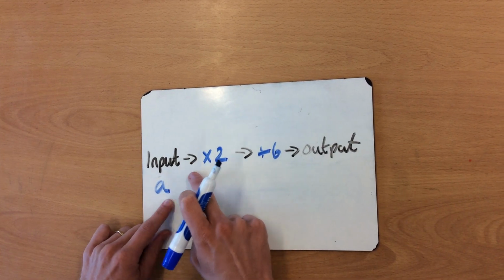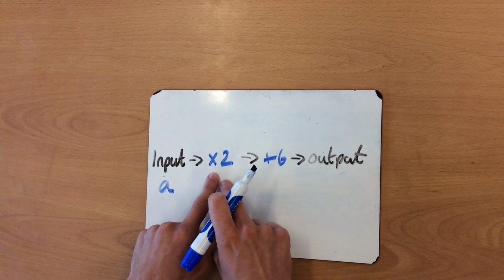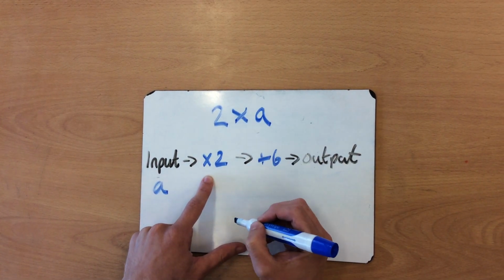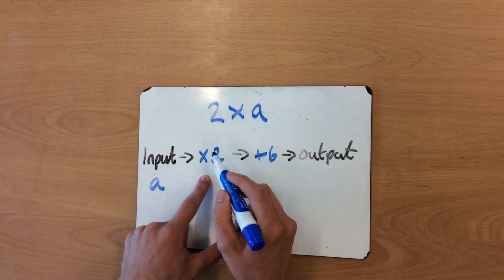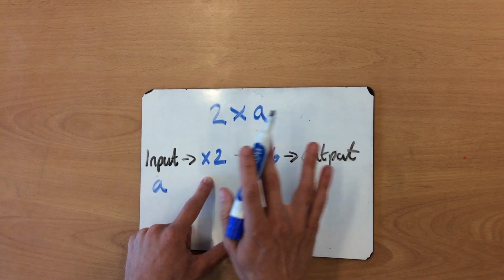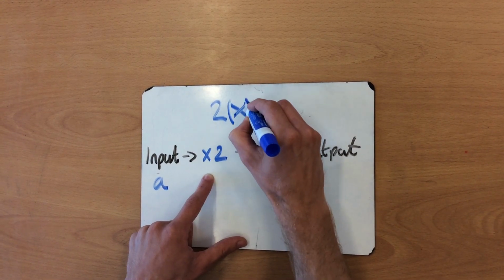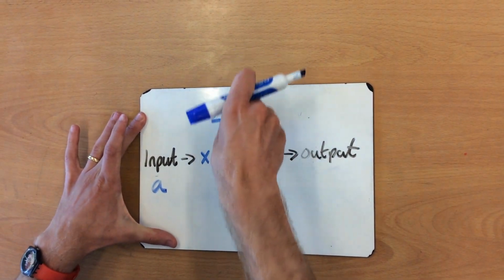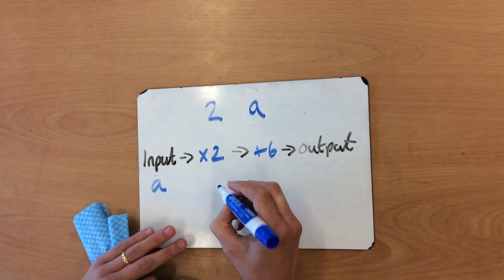So if A goes in, the first thing that happens to my A is it's multiplied by 2. 2 lots of A. I'm going to write that up here. Now, some of you might remember that we have a bit of a funny problem here. Because we have 2 times A, it looks like 2xa. And because we're using algebra with letters, it can be confusing having a multiplication sign in there. So this multiplication sign, we need to remove it. If I take it out, all I'm left with is 2a. And that's the first part of my rule, 2a.